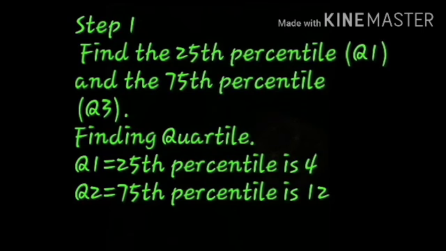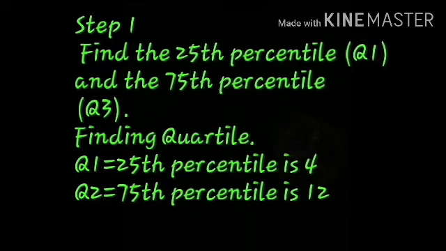Step 1. Find the 25th percentile Q1 and the 75th percentile Q3. There are a few ways you can do this. One of the easiest ways is to use our interquartile range calculator. Then, finding quartiles: Q1, the 25th percentile, is 4. Q3, the 75th percentile, is 12.